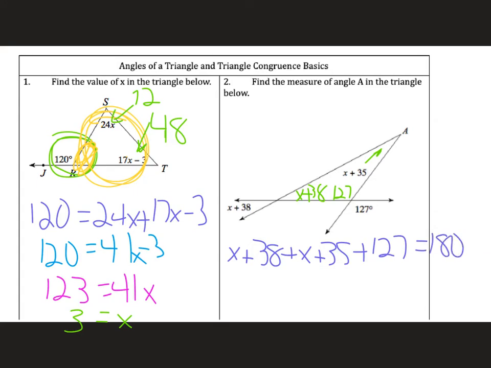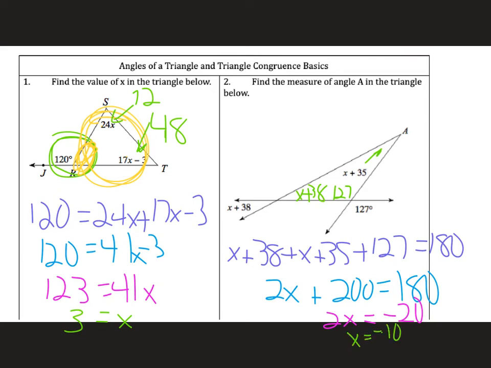Our next step is going to be combine like terms. x and x make 2x. We've got 38 and 35, so that's like 70, but 3 more, so 73. And then, so that's 130 and 70, so that's 200 equals 180. You could use a calculator if you want, whatever makes you happy. Subtract the 200 from both sides, and I'm going to get negative 20. Ooh, that's spicy. x is a negative number. Don't freak out. It'll be okay. x is negative 10. I'm done, right?